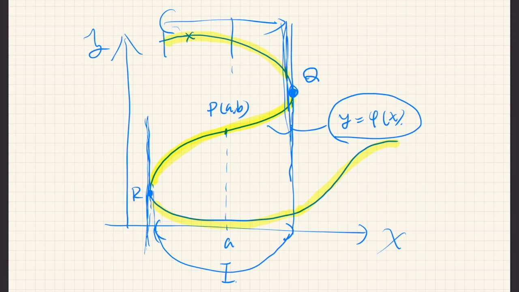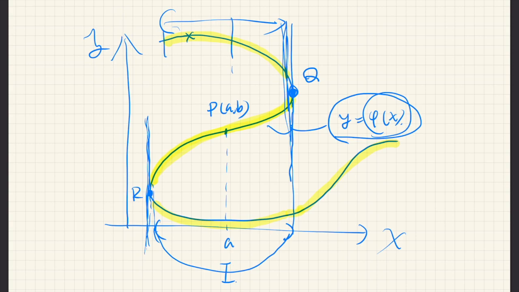In the case of the unit circle example, we could find the explicit form of this implicit function phi, but in general, it's not possible. So we just know that implicit functions exist, but we may not be able to express that function explicitly. That is very normal.